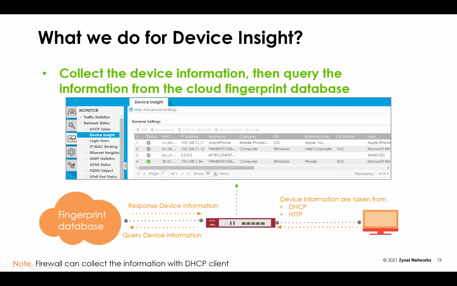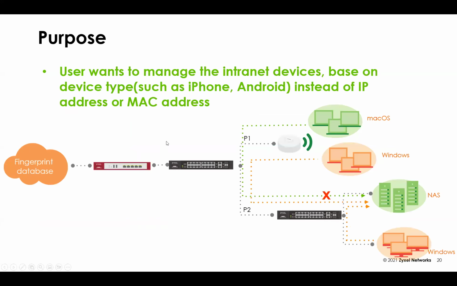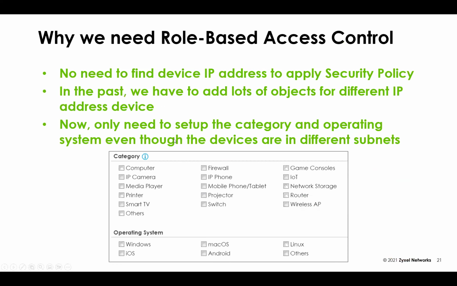Under monitor, under network status and device insight, we can see all the information of all the devices that are connected to the firewall. Now, let's just say that we want to manage the devices that are connecting in. In this example, we just have clients that are directly connected, but we can also apply the same thing to our VPN tunnel. We can see what the OS is, and we can see what the device is itself connecting in.